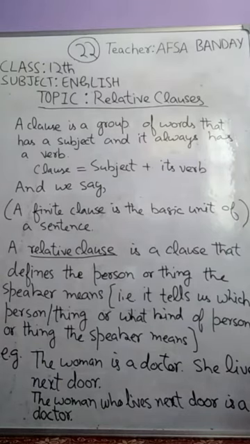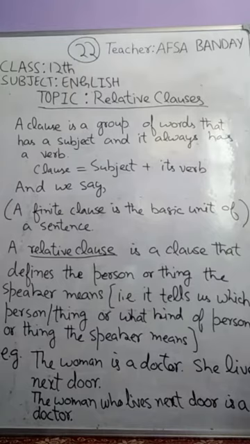Let us start our 22nd lesson, and our today's topic is relative clauses. In your previous classes, you must have gone through what is a sentence or what is a phrase, and today we will discuss first what is a clause. We say a clause is a group of words that has a subject and it always has a verb. So, in other words, we say clause is equal to subject and its verb, and if this verb is a finite verb, then we say that is a finite clause. And in fact, a finite clause is the basic unit of a sentence.